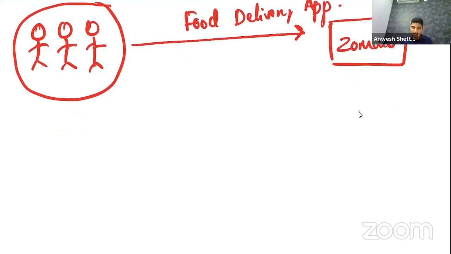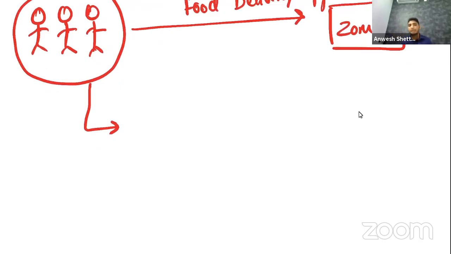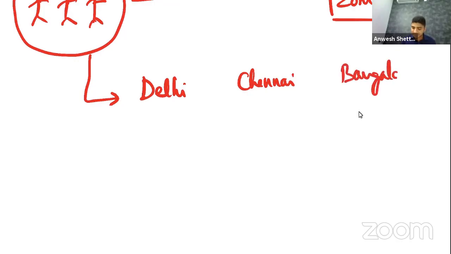Now, who is going to deliver this item? These bike riders are going to deliver the items to you. First, they decide they cannot start the company throughout India at once. First they will start in some metropolitan cities. They will choose, okay, we will start in Delhi, in Chennai, in Bangalore. These are the metropolitan cities that they select.